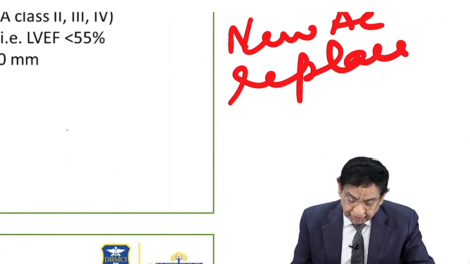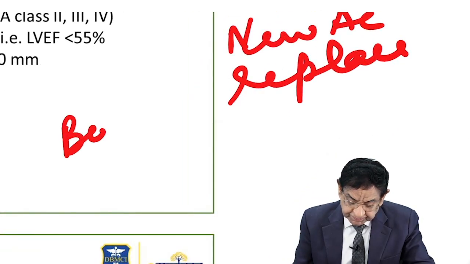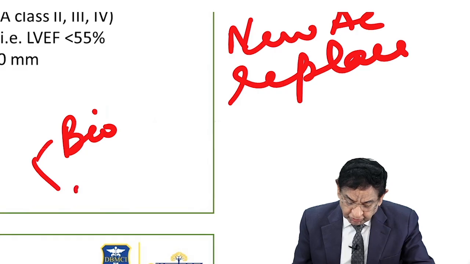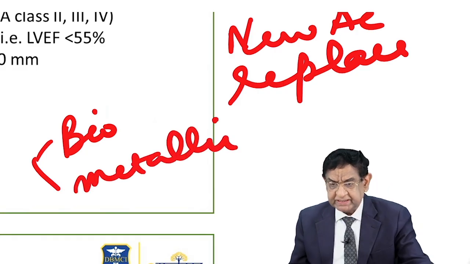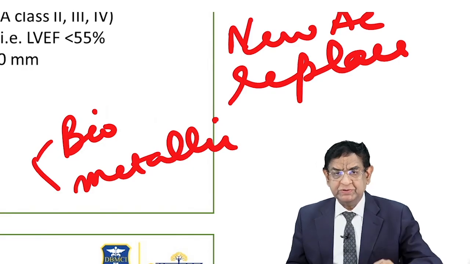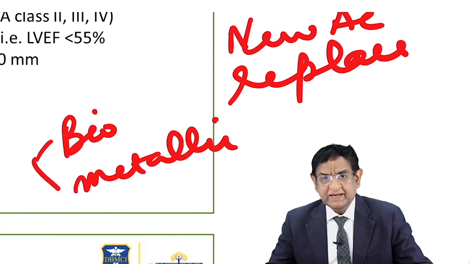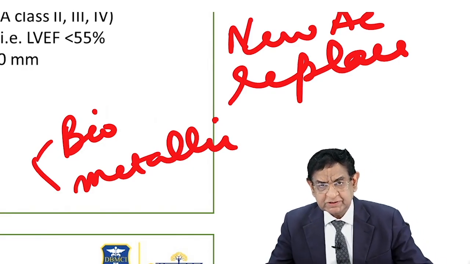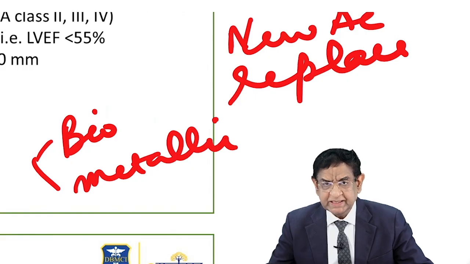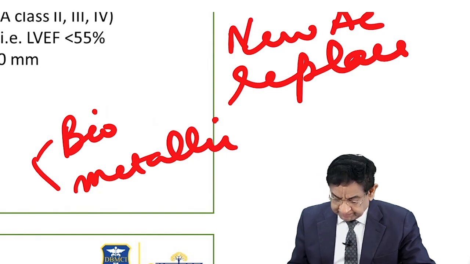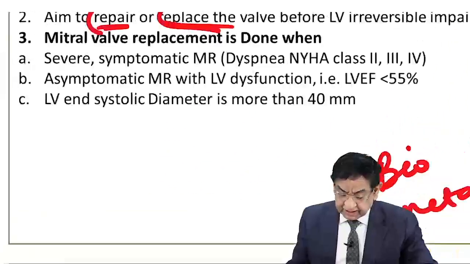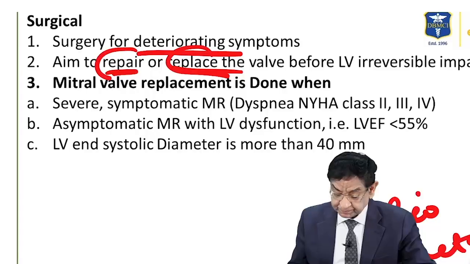For replacement, we can go for biological valves or we can go for a metallic valve. Details about these valves, when to use, how to use, I have given in great detail when I took the lecture on mitral stenosis. You must have seen that lecture. If somebody has not seen, please go and see the lecture. Everything I discussed in detail, so I don't want to repeat the same thing. But one thing is there, repair or replace.